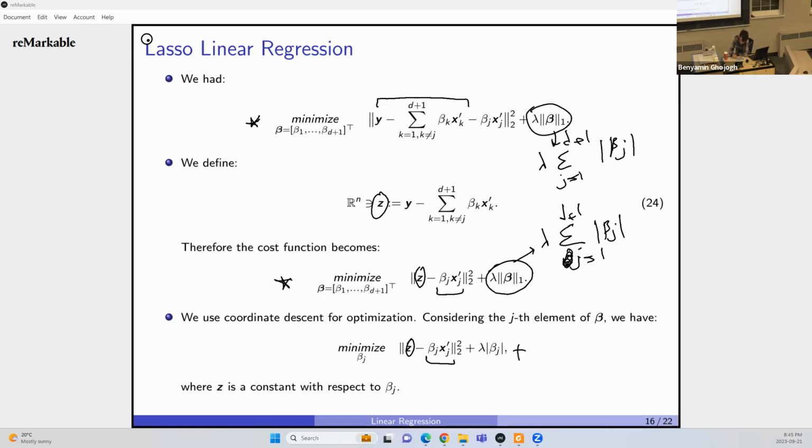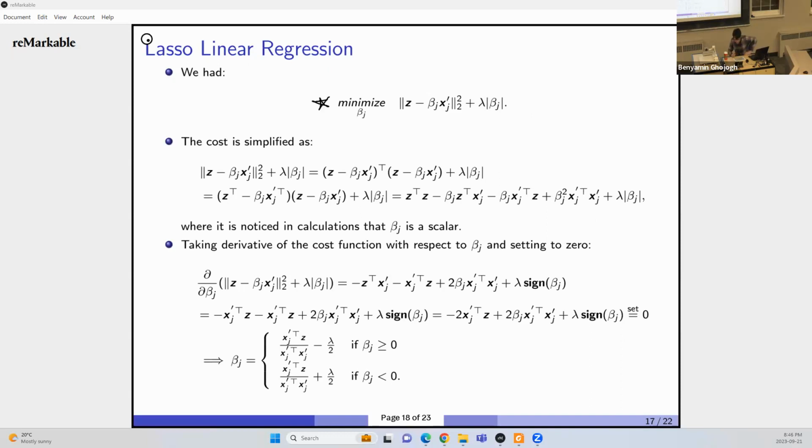You can write it as lambda summation of k from 1 to d plus 1, where k is not equal to j, beta k. But why have I dropped this term? Because it's a constant plus some constant. Do I care? Minimize f of x plus some constant with respect to x, or minimize f of x with respect to x. They are equivalent in terms of argmin, right? And so I've dropped those other terms.